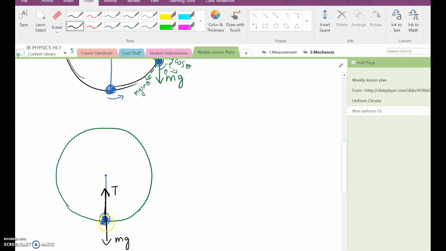Notice that at this instant, there is no tangential component of force or tangential acceleration. So the net force towards the center at this position will be T minus mg, and that T minus mg must be the centripetal force pulling it towards the center and causing it to move in a circular path. So T minus mg equals mv squared over r.